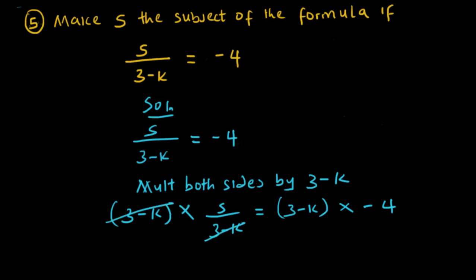So 3 minus k can cancel 3 minus k. I'm left with S. And so this would be 3 minus k into bracket minus 4. And this can be my answer. You can open the bracket, but you can as well leave your answer like this. S equals 3 minus k, open bracket, close the bracket, and then we have minus 4. Do you understand that? We have minus 4. Do you understand this principle perfectly? Because if you do, subject of the formula will become a very simple topic to you.